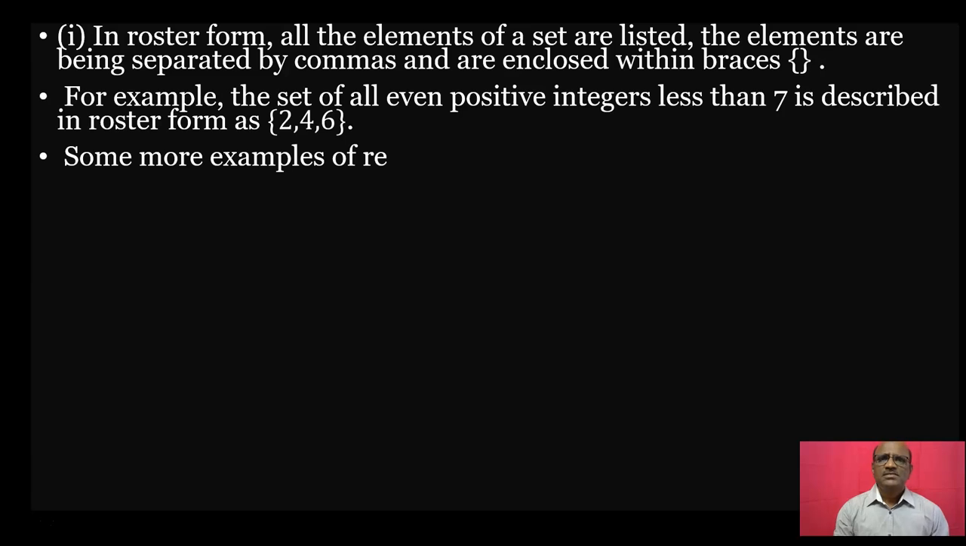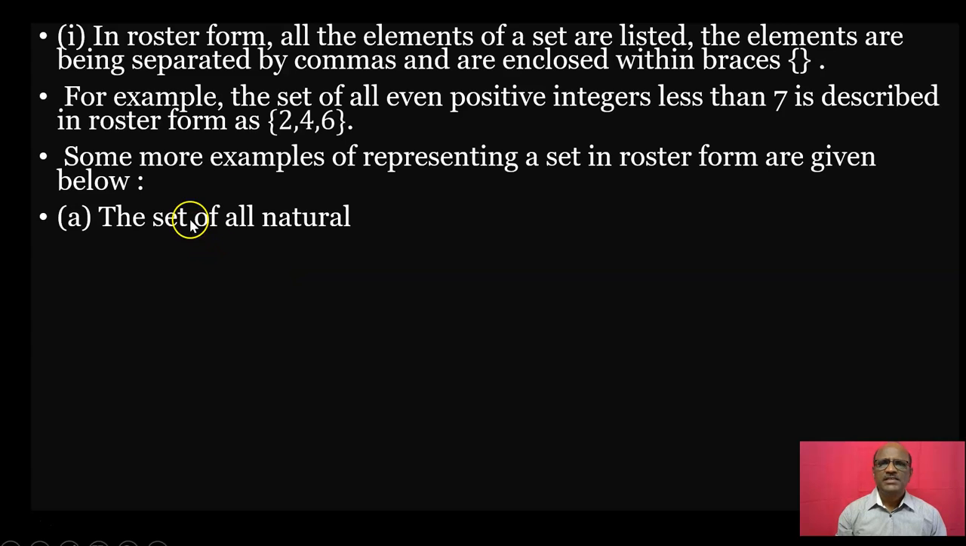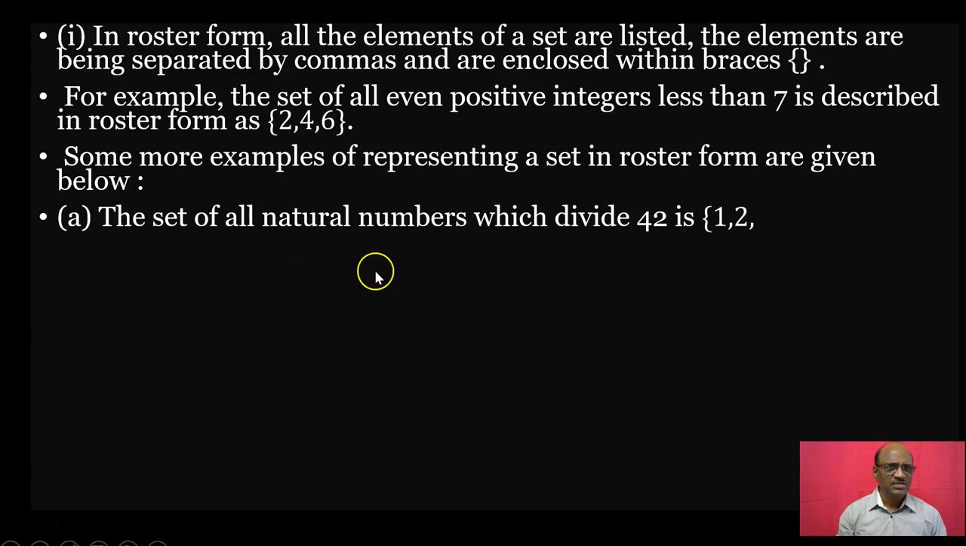Some more examples of representing a set in roster form are given below. A. The set of all natural numbers which divide 42. And what are those numbers? 1 divides 42, 2 divides 42, 3 divides 42, and in this way these are the natural numbers which divide 42: 1, 2, 3, 6, 7, 14, 21 and 42.